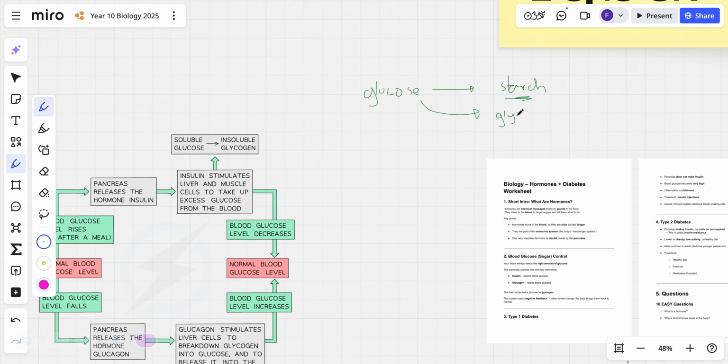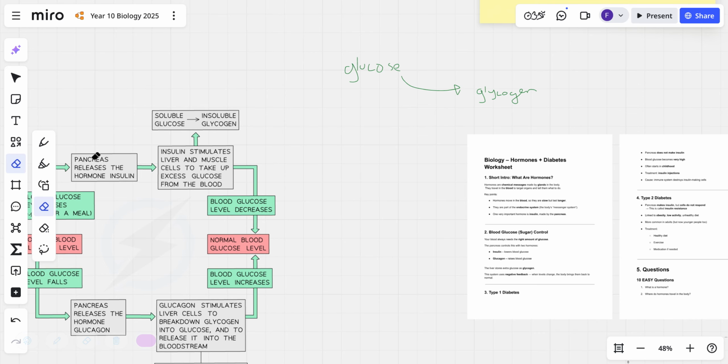So what I'm going to do is rub out starch because, well, we're not plants. All right. And what I want to think about is if there's too much glucose, your body goes, well, hold on, I've got too much. And it will convert it to glycogen so it can be stored. If you don't have enough glucose in your blood, your body can go, well, hold on, I need more glucose, so it can break down glycogen to glucose.